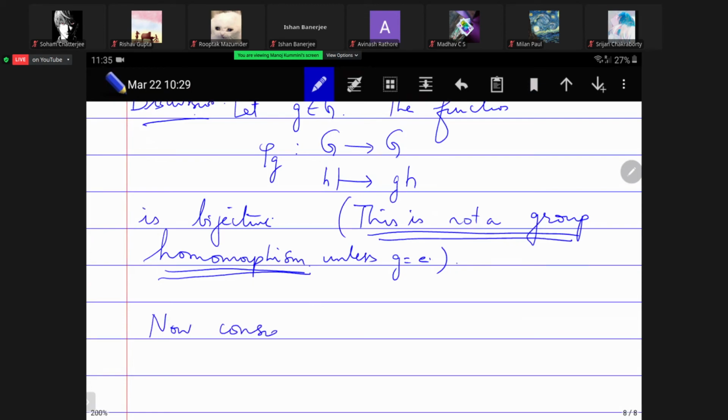Now, consider capital phi from G to the set of bijective functions. Sorry, let me just make sure I am using consistent notation. Just give me one minute. I just need to pull up last week's notes, last lecture's notes.